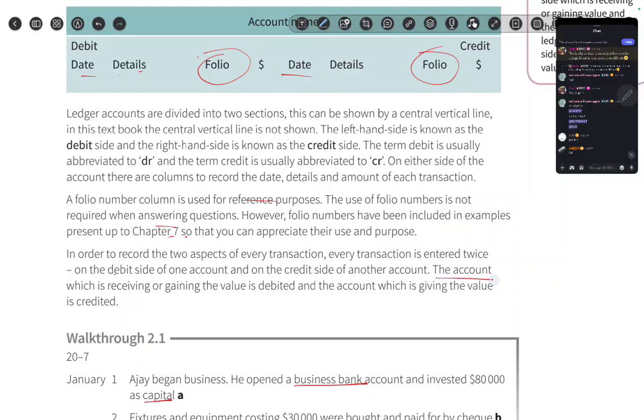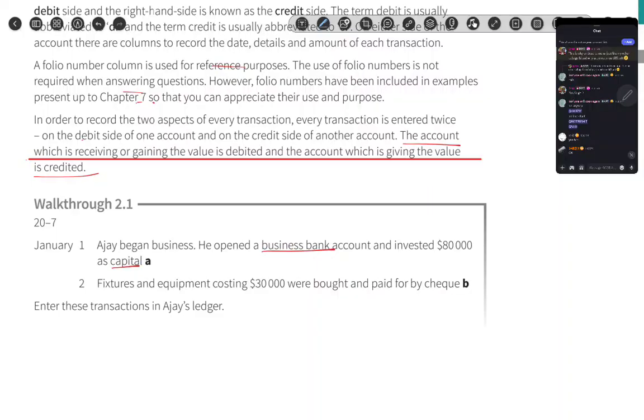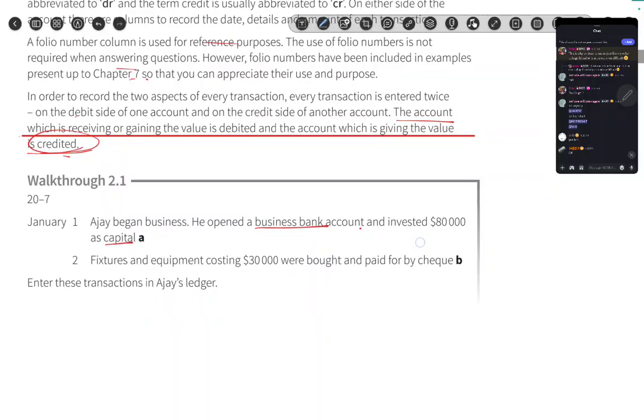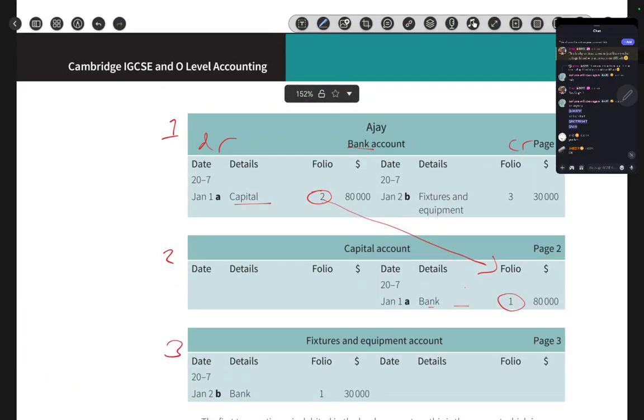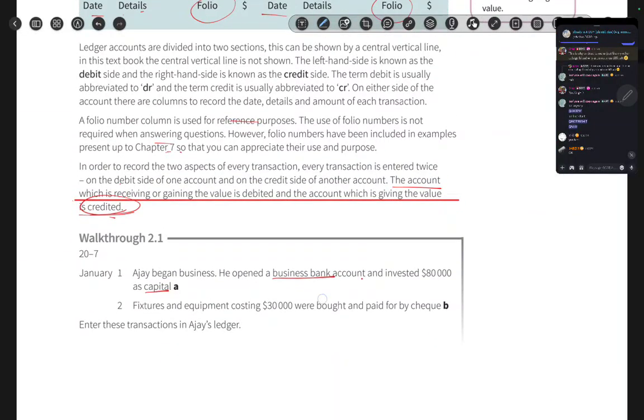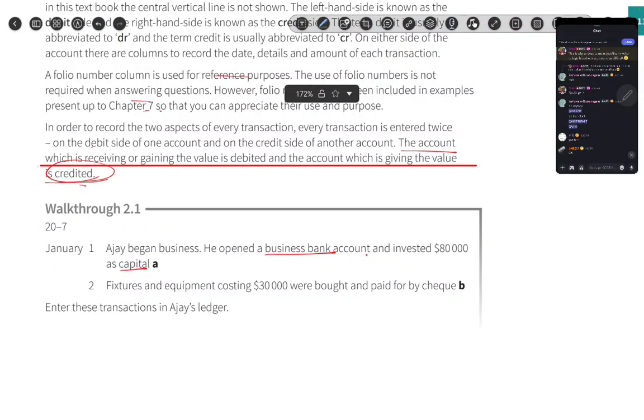The account which is receiving or gaining the value is debited, and the account giving the value is credited. What's happening here? The bank account is giving money to the capital account. When you invest money as capital, your total bank balance reduces, your capital increases, right? Since this is his own money, his capital will increase. So what's going to happen to the capital account? It will be credited. Yes, the bank account is debited, the capital account will be credited.